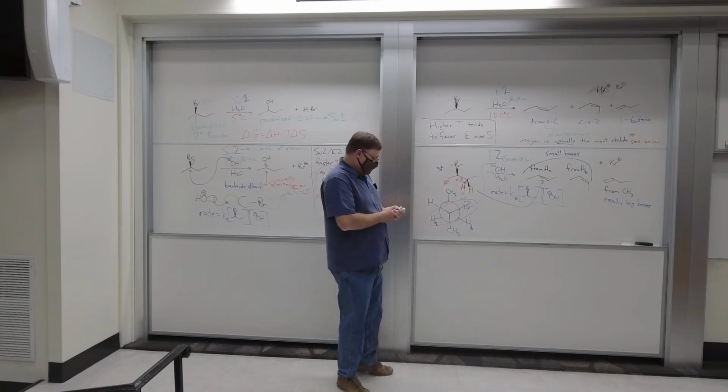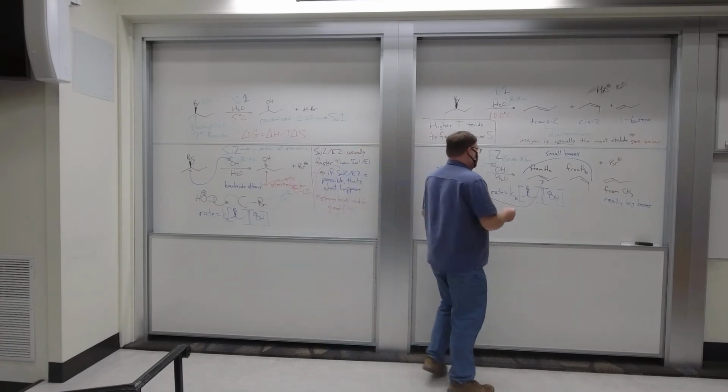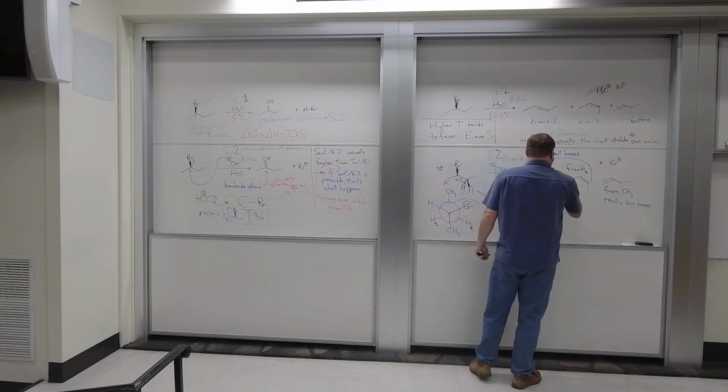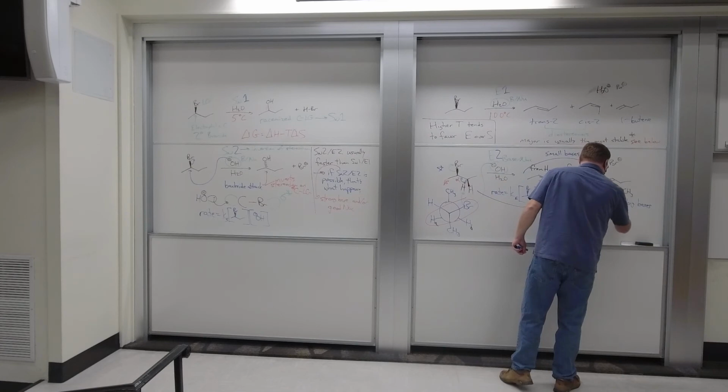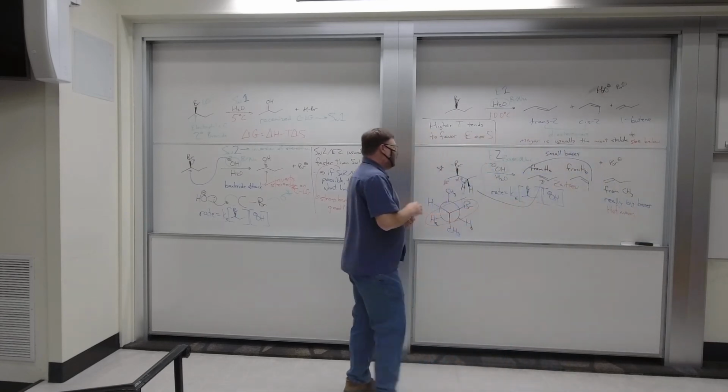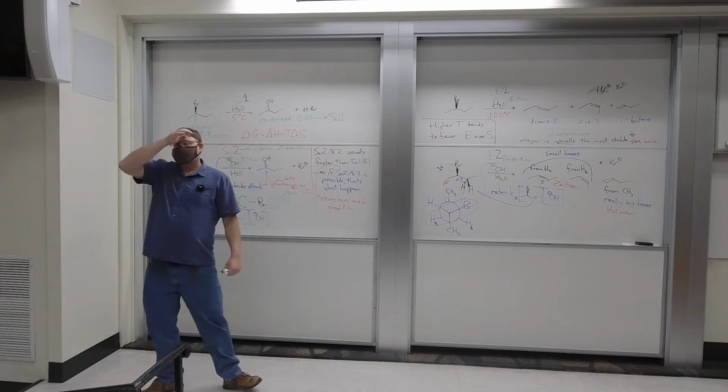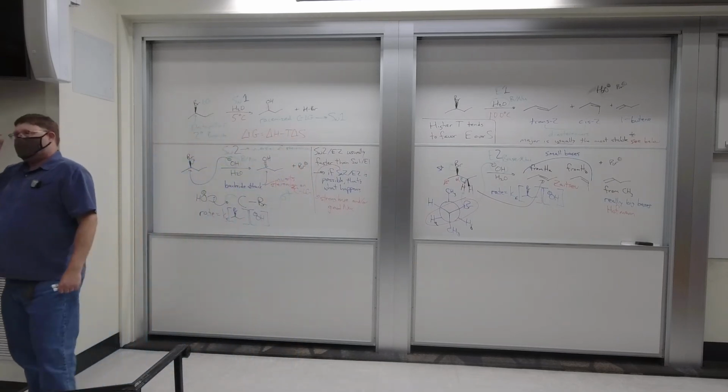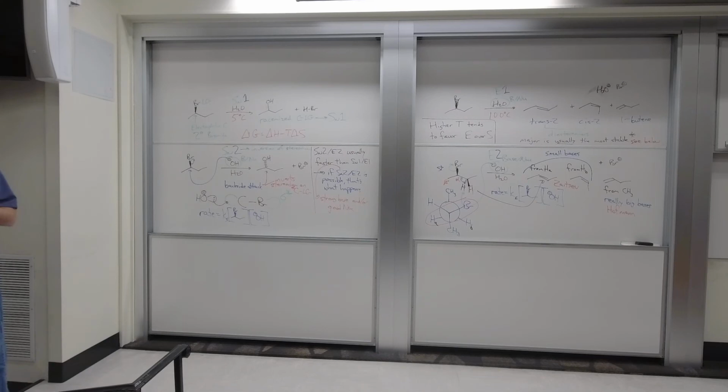And so we have terms. I'm going to write them up here. I kind of hate to. We'll see how much E2 we get into down the road. But you should at least know these terms. The more stable, the more substituted alkenes are referred to as the Zaitsev products.